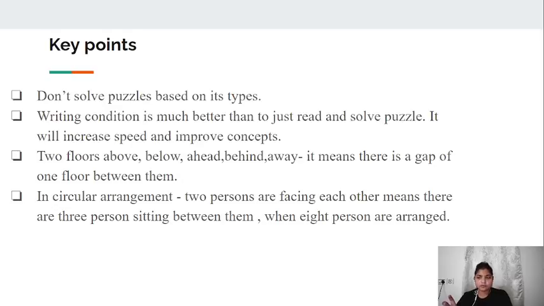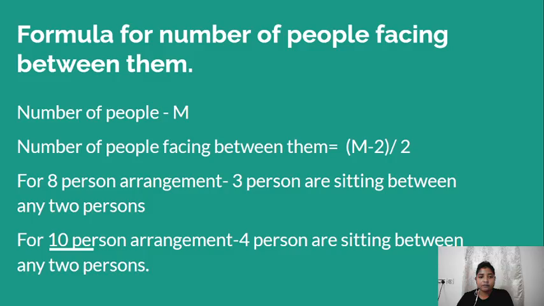I believe this will follow only in circular arrangement. If it is written that 2 persons are facing each other and the arrangement is for 8 people, then there will be 3 people sitting between those 2 people, and we can derive this by using a formula. This is a formula for finding how many people are sitting between two people facing each other. If we assume the number of people is n, the formula is (n minus 2) divided by 2.